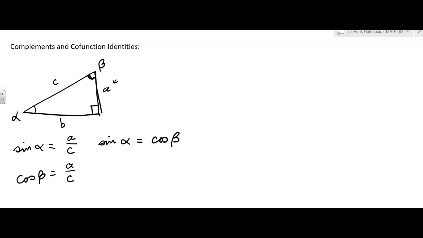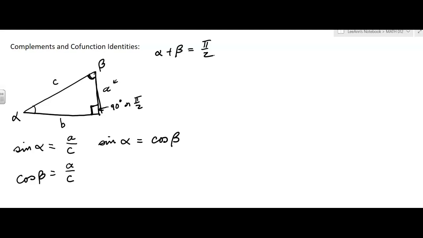Now we know something else about alpha and beta. Because this is a right triangle, this is 90 degrees here, or pi over 2, then we know that alpha plus beta has to equal 90 degrees, or pi over 2, okay? They're said to be complementary angles.